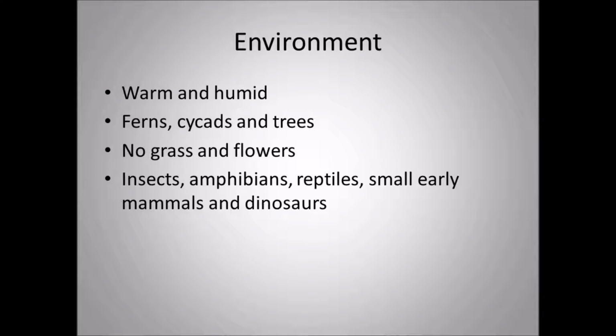Flowers actually came during the Cretaceous period, dominating during the Cretaceous, whereas they weren't totally around in the early Jurassic period. So no grass, no flowers during the time of Massospondylus. And of course, there were other types of animals around too, like insects, amphibians, reptiles, small early mammals, and of course, dinosaurs.